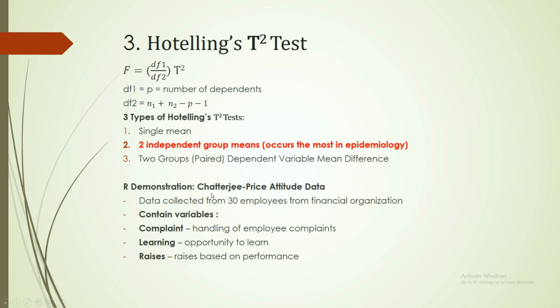For the R demonstration, I will be using the Chatterjee-Price attitude data. This data was collected from 30 employees from a financial organization. And this data set contains about 6 variables, or 7. And for my demonstration, I will only be looking at these 3 variables.